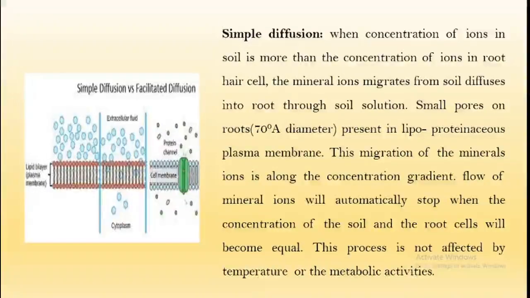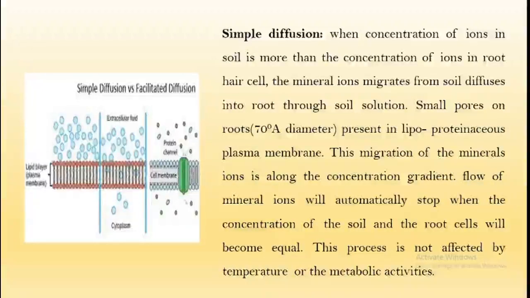Now we will see simple diffusion. When the concentration of ions in soil is more than the concentration of ions in the root hair cell, the mineral ions migrate from soil and diffuse into the root through soil solution. Small pores are present on the root in the lipoproteinaceous plasma membrane. This migration of mineral ions is along the concentration gradient.